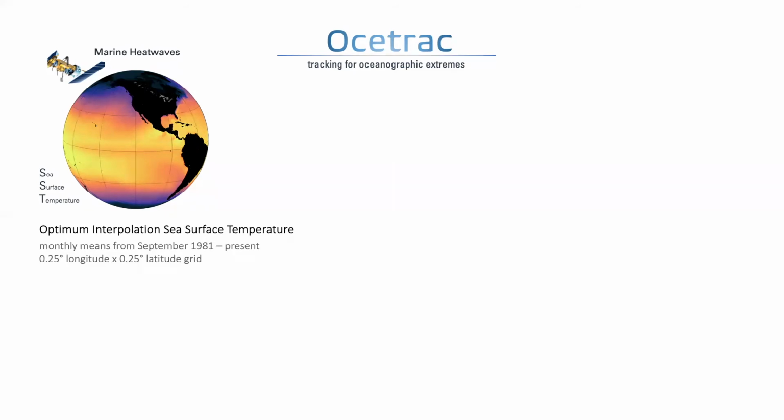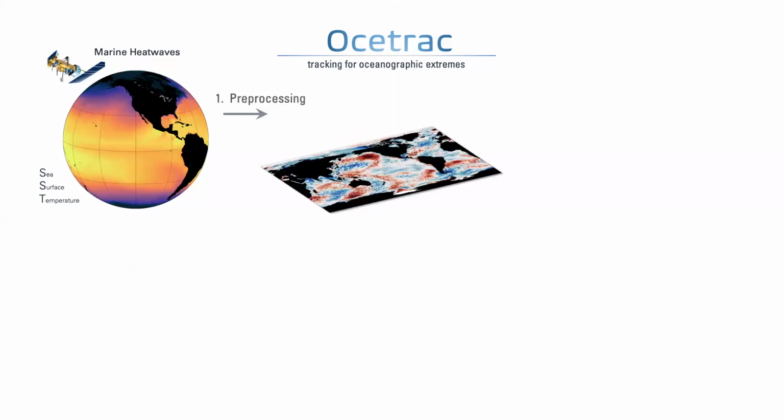The data set that I want to walk through as an example is the satellite and blended in situ observations of sea surface temperature, or the optimum interpolation sea surface temperature data set. We're going to be using monthly means from September 1981 through present, and these are mapped onto a 1/4 degree resolution grid. The first step that we're going to take in Oceanography is to pre-process our data, to find the temperature anomalies.